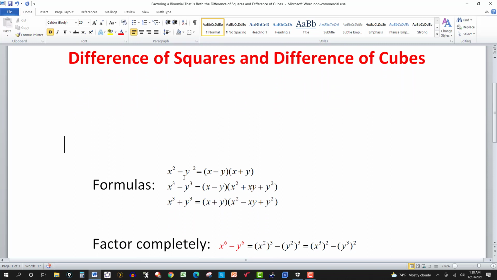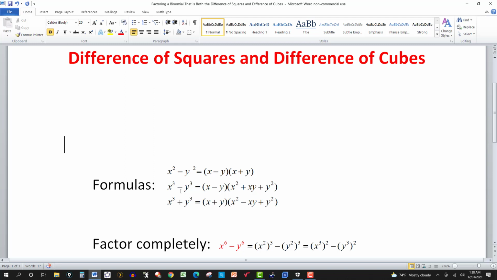We have difference of squares for a binomial. x squared minus y squared is equal to the difference and the sum of the square roots. So the square root of x squared is x, square root of y squared is y, so we have x minus y, x plus y. The difference and sum of the square roots. Very basic formula for factoring binomials.